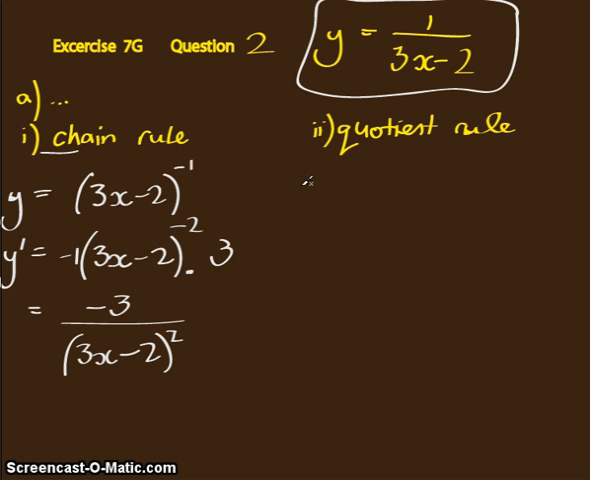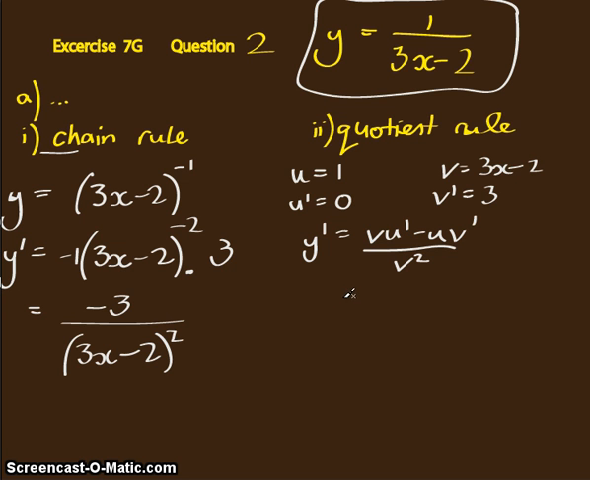If we want to use the quotient rule, then we need to do two things. The first one is we need to say what u is and what v is. We need to know what the derivative of each of these is. And then we start with the rule. So in this case we've got the bottom times the derivative of the top minus the top times the derivative of the bottom all over the bottom squared.